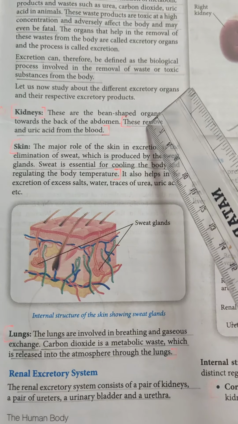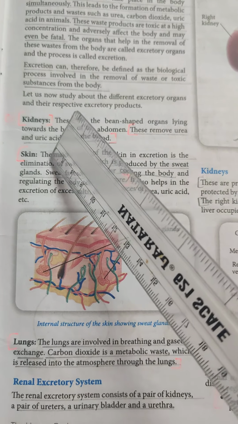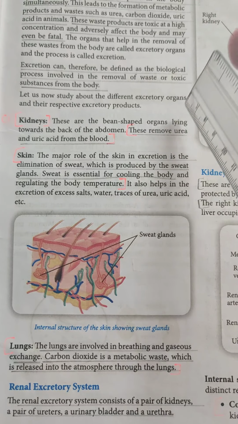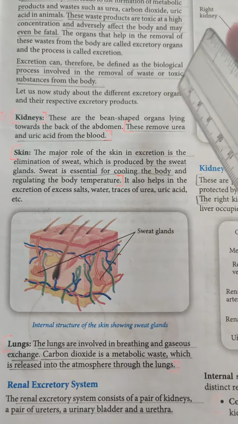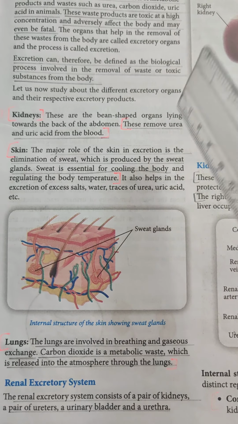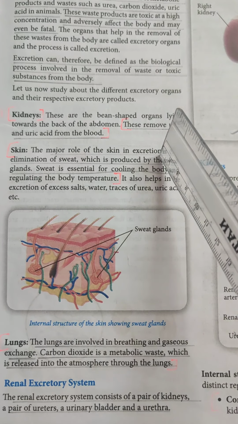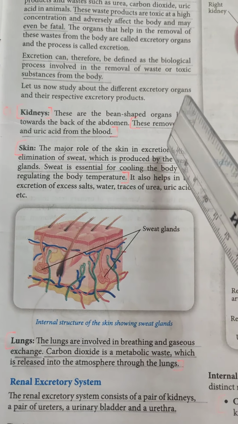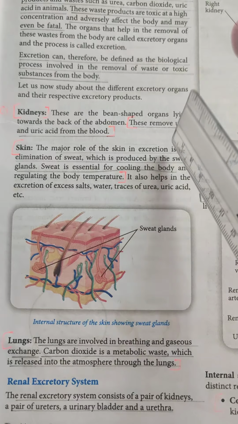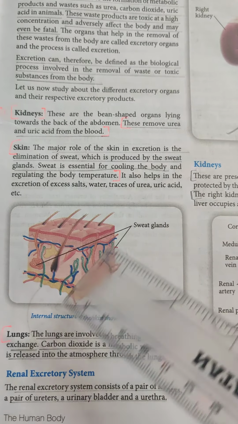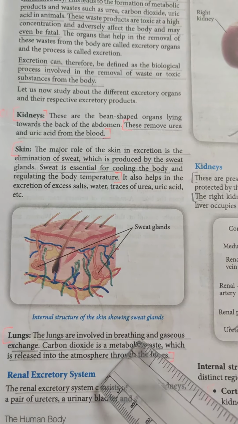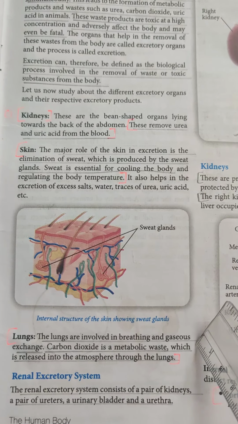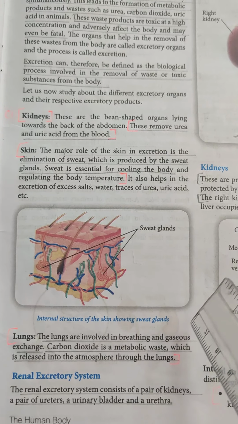Different excretory organs of our body are the kidney, skin, and lungs. Kidneys help in the removal of urea and uric acid from the blood. Skin plays a major role in the excretion of sweat, which is produced by the sweat glands. Sweat is essential for cooling the body and regulating the body temperature. Lungs are involved in breathing and gaseous exchange. Carbon dioxide is a metabolic waste which is released into the atmosphere through the lungs.